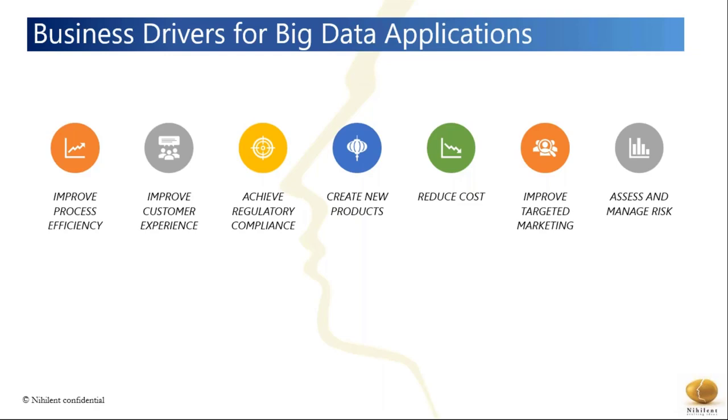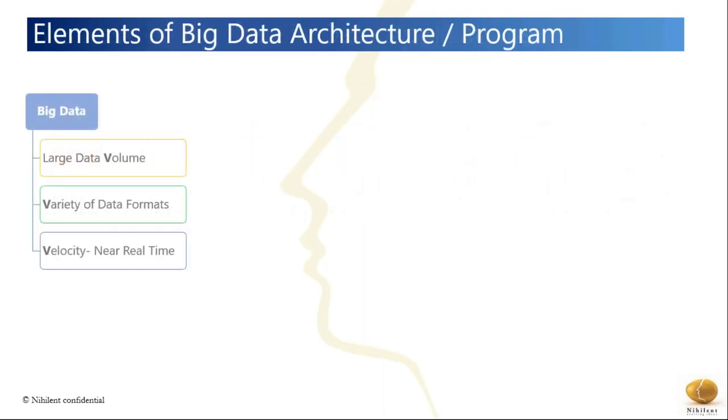Having seen what the technology advancements and business drivers are, let's look at what exactly a big data program looks like. Many of you might have already seen this classical definition of big data, where we say it is characterized by three V's. Big data has a large data volume, a variety of data formats, and high velocity, near real-time data, and so on.